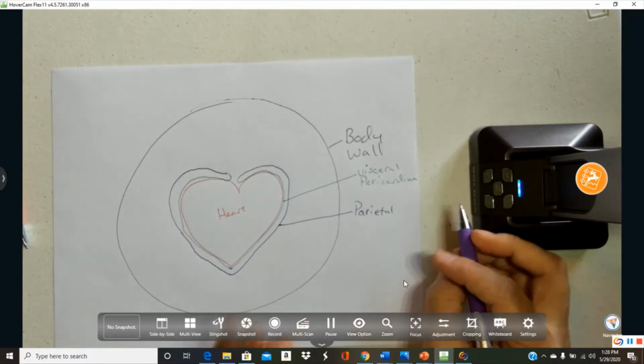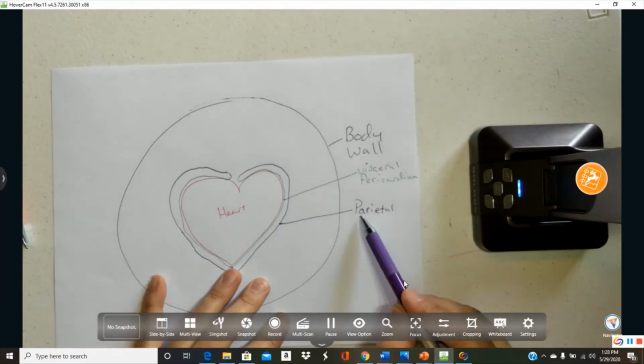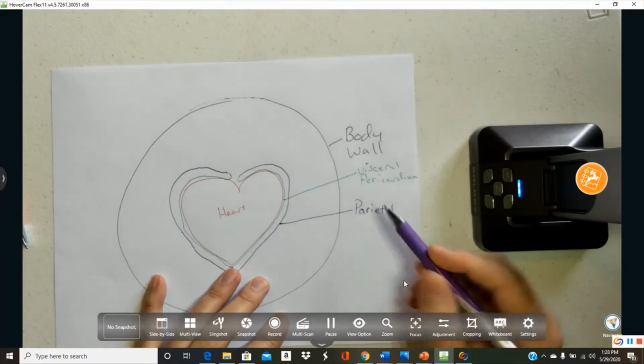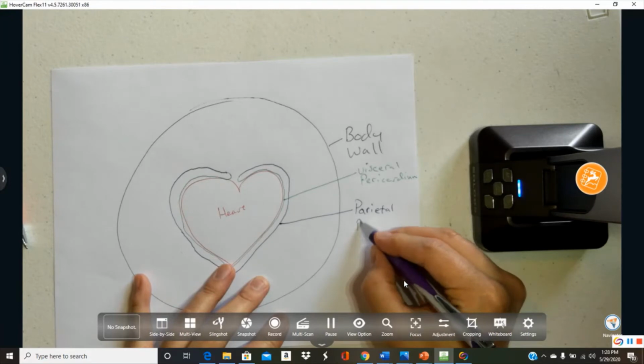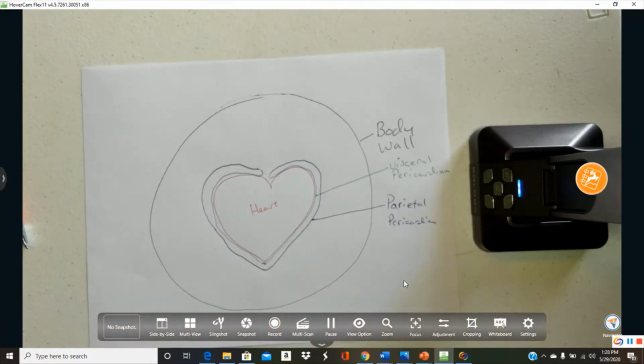You got to sing it like Bad Romance, and you guys can remember how to spell parietal. Parietal, parietal. The parietal pericardium, and that's a good way to remember how to spell it. I always struggle with parietal. I don't know why it was such a hard word for me to spell as a student.